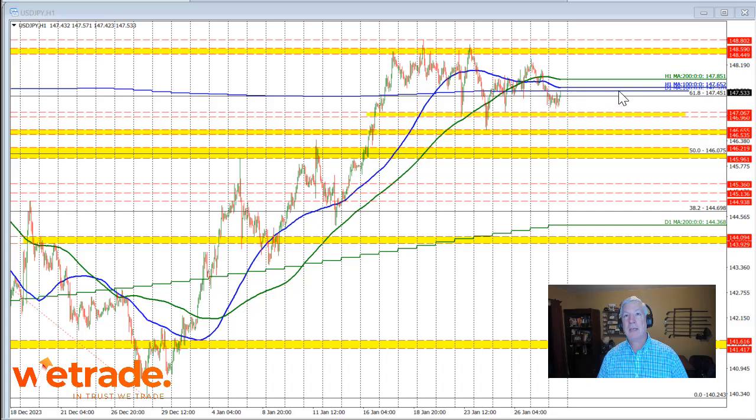It looks to test the lower blue line here, which represents the 100-day moving average. I guess that comes in around the 147.57, 147.58 level. Above that is the 100-hour moving average at 147.65, and above that is the 200-hour moving average at 147.85.